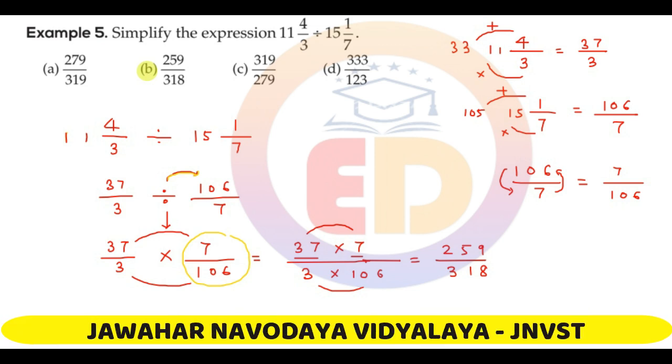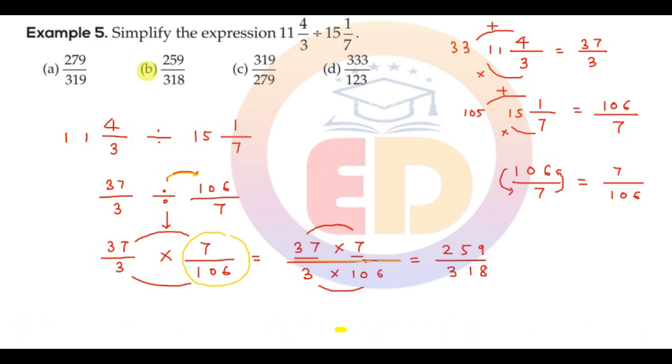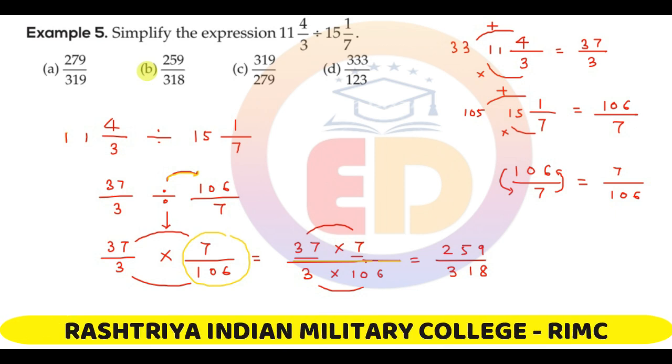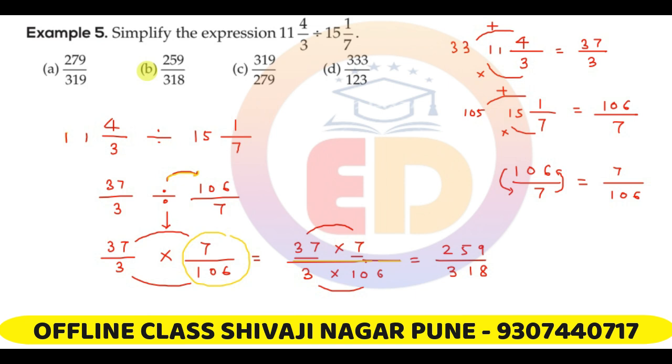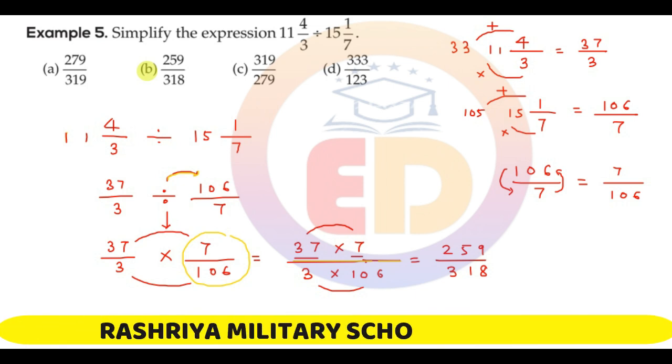And after you come to this step, it is very important to find out if there is any numerator and denominator value which can be cancelled out or which can be converted to lowest form. If there is no such value, proceed with the multiplication. That will give you the final answer. Here, option B.